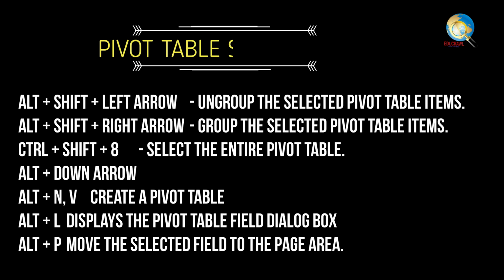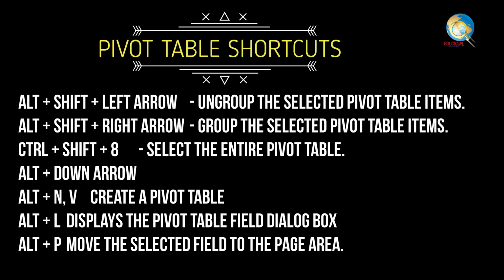Now let us see the pivot table shortcuts. Alt plus Shift plus left arrow is used to ungroup the selected pivot table items. Alt plus Shift plus right arrow is used to group the selected pivot table items. Ctrl plus Shift plus 8 to select the entire pivot table. Alt plus down arrow. Alt plus N, V to create a pivot table. Alt plus L displays the pivot table field dialog box.